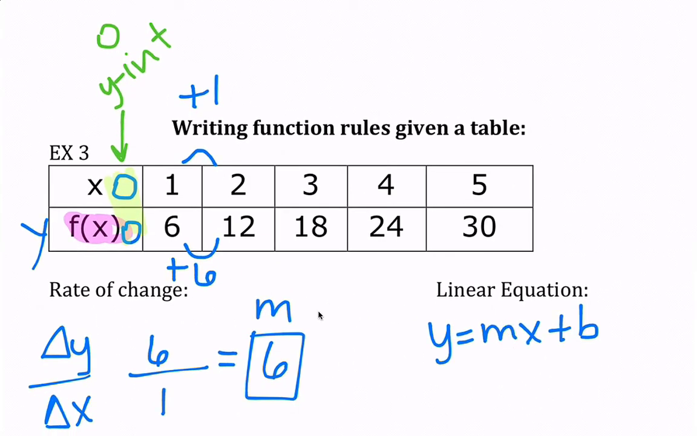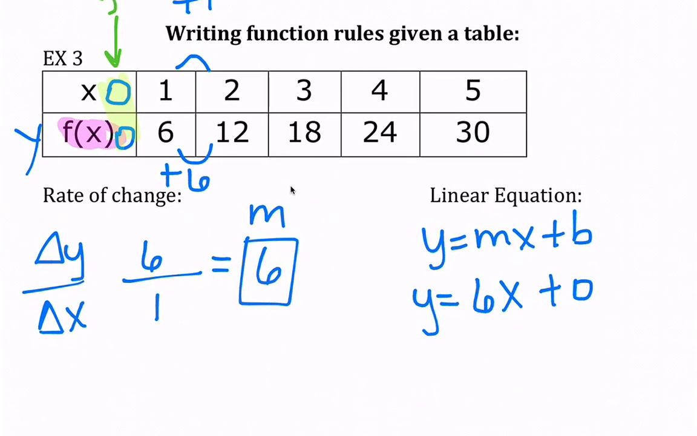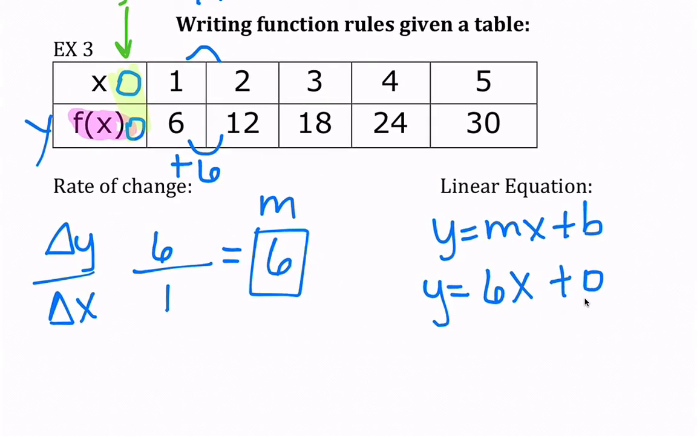So now we know m, our slope, and we know b, our y-intercept is 0, so we can write our equation. Y equals m is 6, x, our b is 0. I wouldn't count you wrong if you leave your equation written like that, but it's really unnecessary to keep a plus 0. So my final, most simplified answer is y equals 6x.